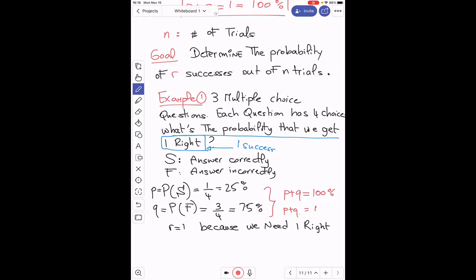Now, what's the number of trials? Because we're going to answer 3 different questions. Each time, of course, you hope you get one right answer. So the number of trials would be 3, because we have 3 questions. Okay.